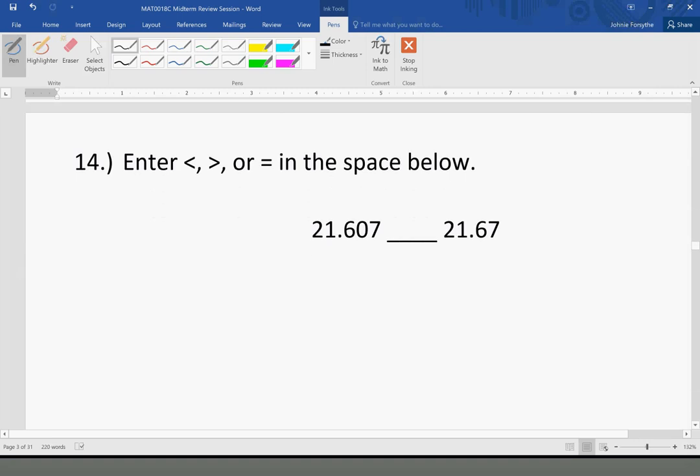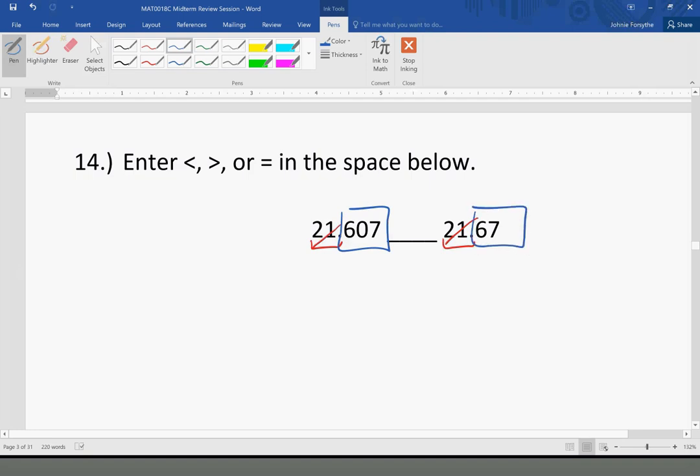Okay, 14. So now we're going to compare decimals. 21.607 compared to 21.67, and we want to determine if less than, greater than, or equal to. So the best way to compare decimals is to look to the left of the decimal. So the whole number part, 21. Since these are the same, we can kind of ignore it. It's not going to affect or help us determine what's bigger or smaller or equal. Let's focus on the decimal part.